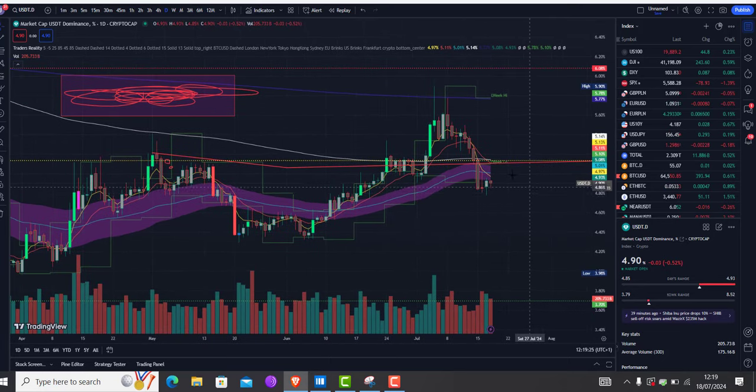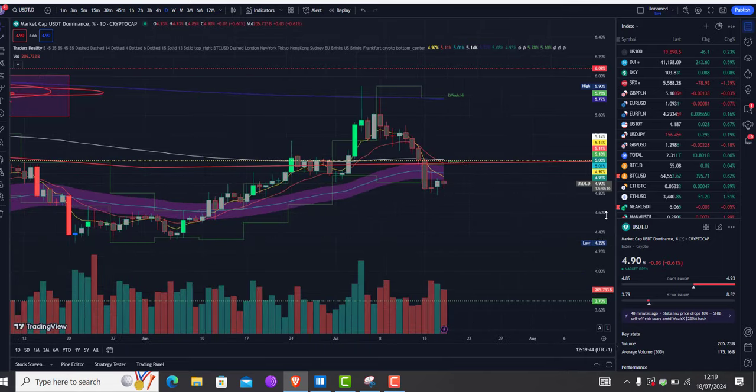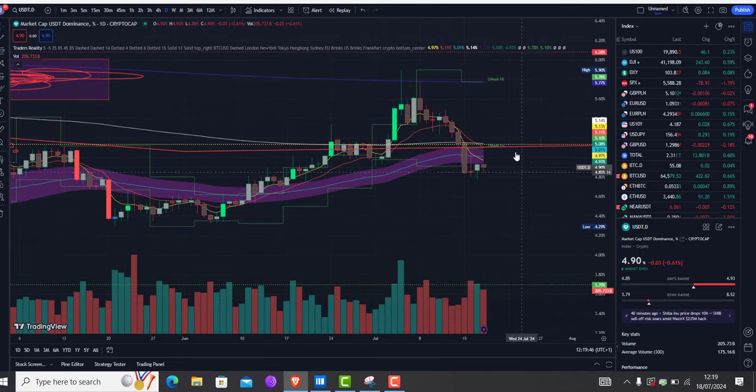But as you can see, dollar dominance is trying to go up, okay? So it will go up, Bitcoin will go slightly lower, and it seems like dollar dominance will be bearish, okay? I don't think we will break that last week low. And the dollar will keep going down, okay? Dollar dominance will go down.